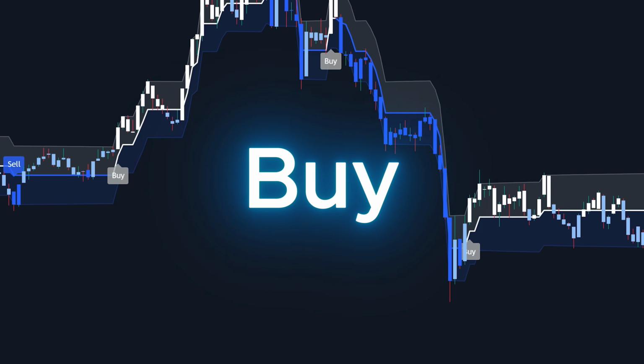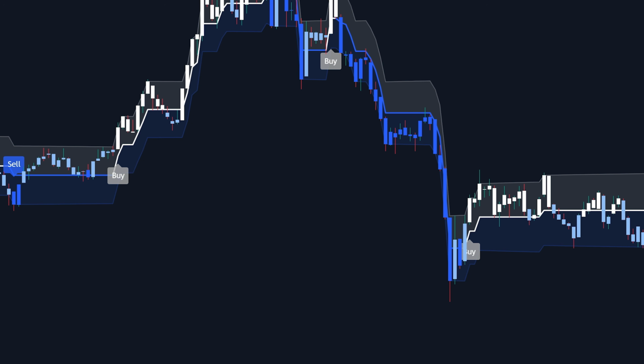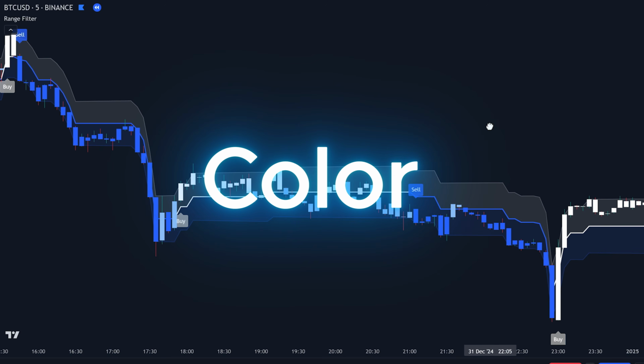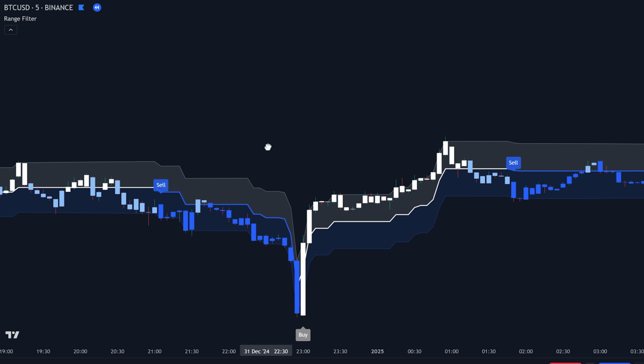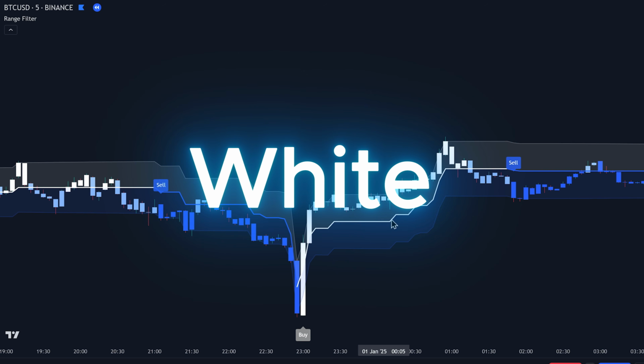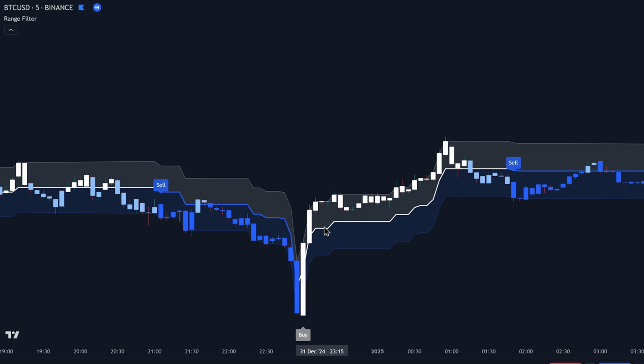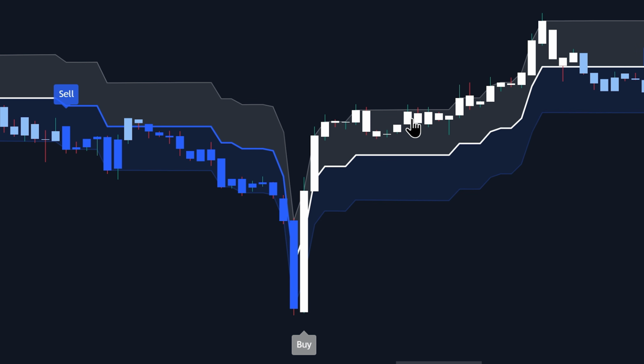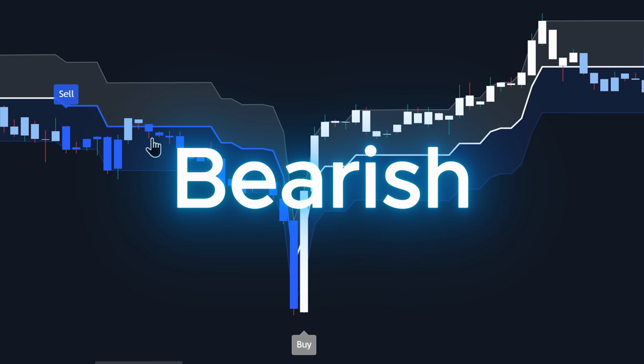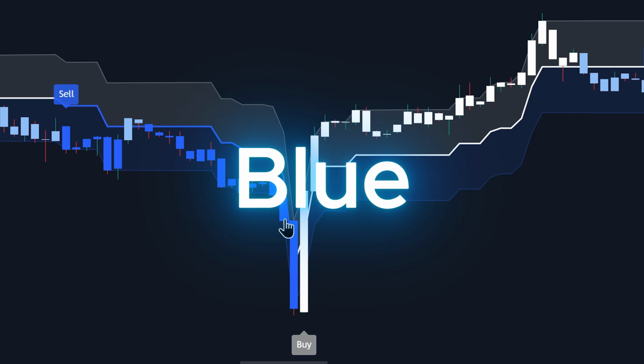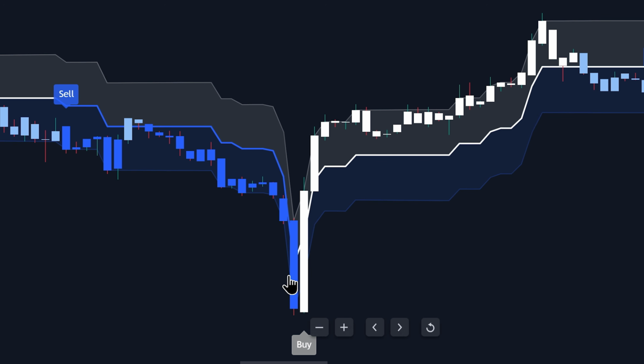The range filter buy and sell indicator simplifies price movements to highlight key trends. It filters out minor price changes and uses color-coded bars for trend direction. First, notice this white line. This is the range filter line. When the market is bullish, the range filter line stays white, and the candles on the chart are also colored white. If the market turns bearish, the range filter line changes to blue, and the candles follow, turning blue as well.